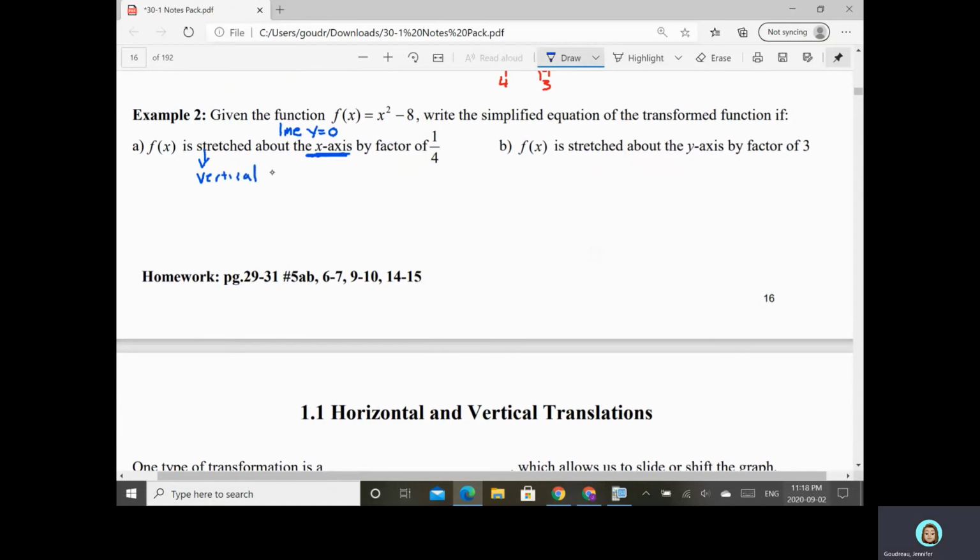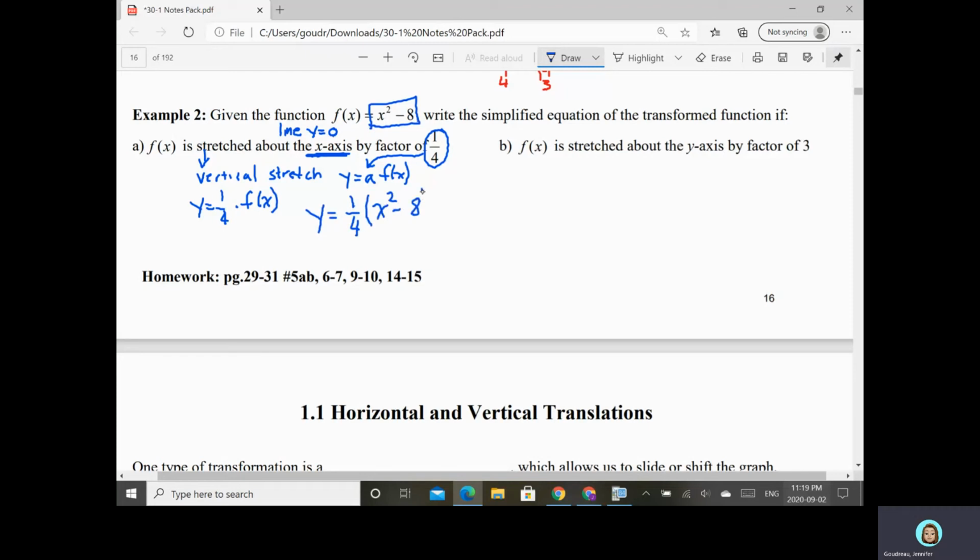If we are talking about a vertical stretch, that means we are talking about parameter A. We're talking about y equals A times f at x. Our stretch factor is 1/4, which means our A value is 1/4. So we're going to look at 1/4 times f at x. Well, what is f at x? F at x is up here. F at x is x squared minus 8. So our equation is going to be y equals 1/4 times (x squared minus 8).